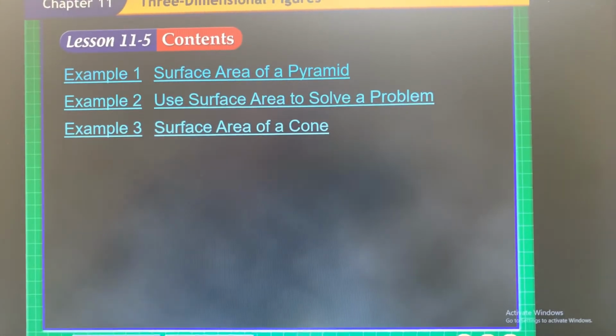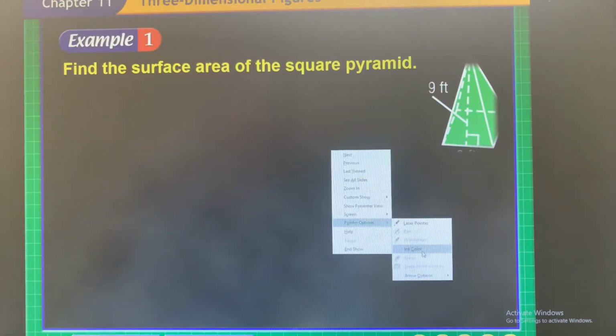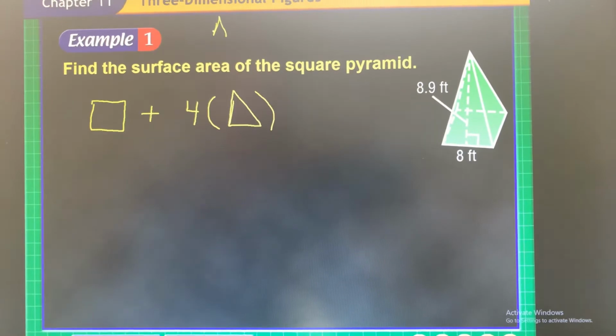All right, we're going to do surface area of pyramids and cones now. Just like surface area of your prisms, I need to pull apart the shape and see what I have. When I have a square pyramid, if you can see that figure, I have a square plus I have 4 equal triangles. So recall, area of a triangle is equal to base times height divided by 2.